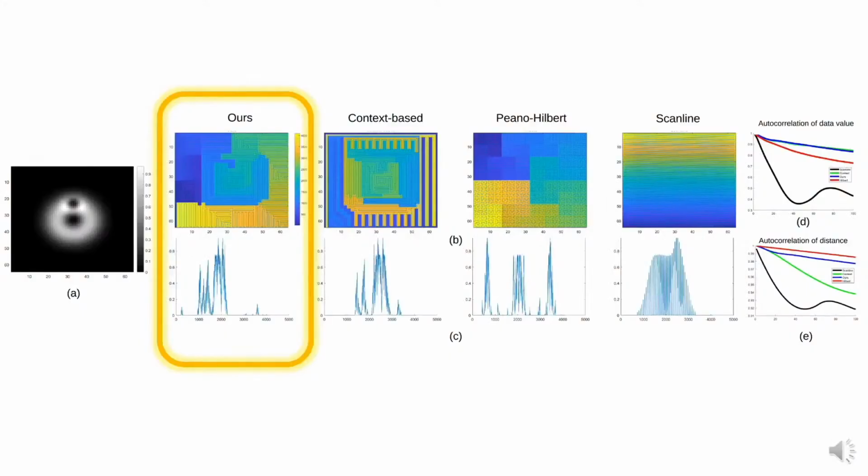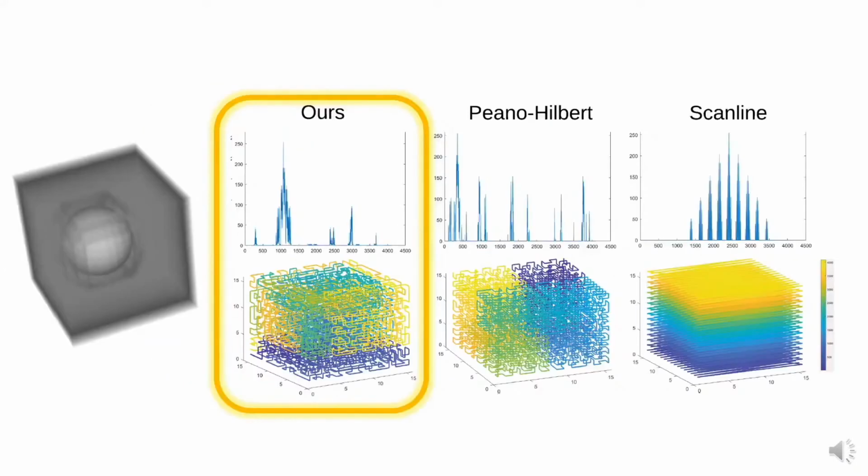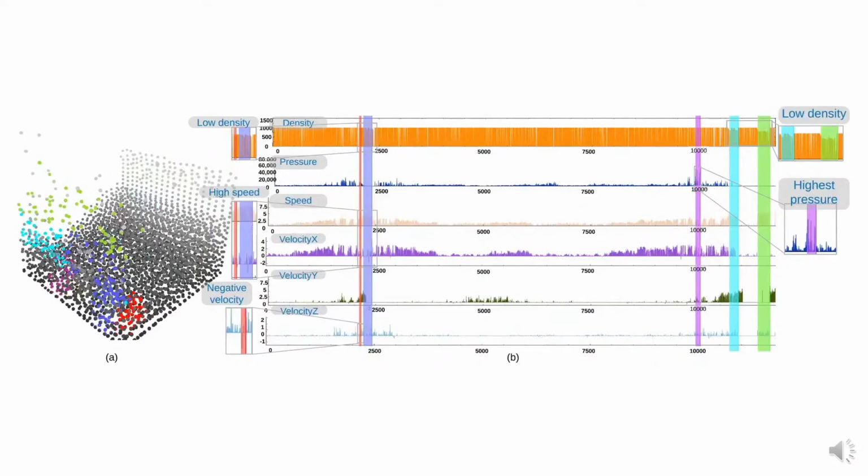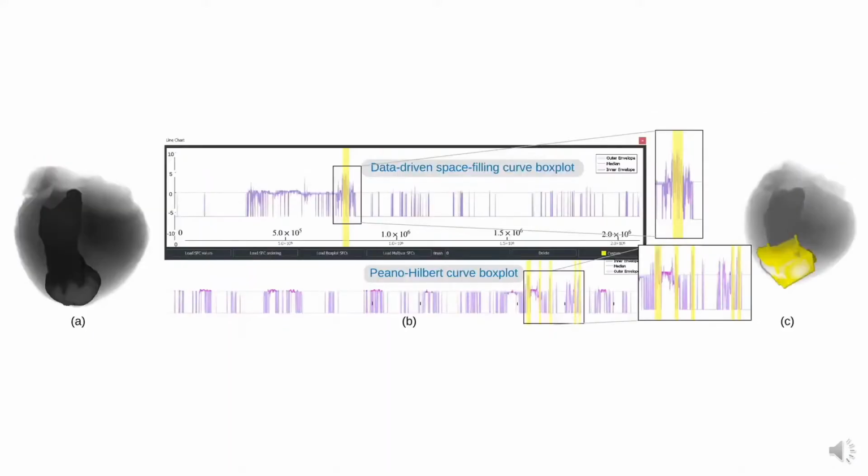We propose data-driven space filling curves. Our new method generates linearizations that better preserve coherency than existing techniques. Our method supports 3D datasets, and even multi-scale data on a quad tree or an octree. Many visualizations benefit from our method. For example, visualization of multivariate particles and volume visualization.